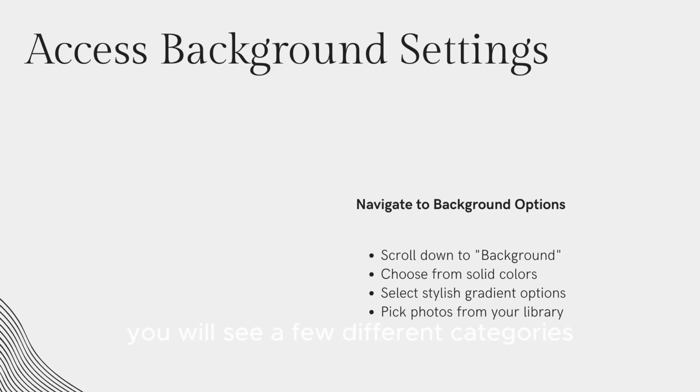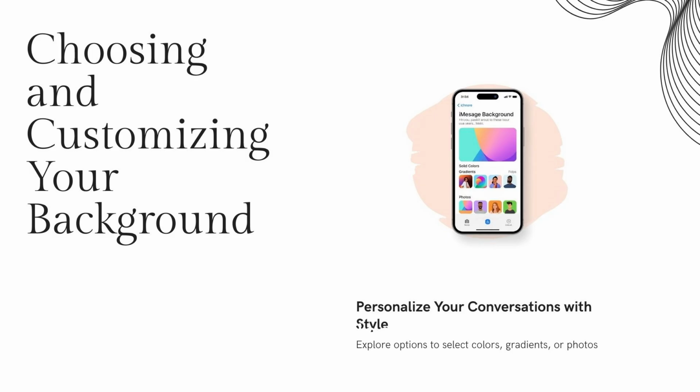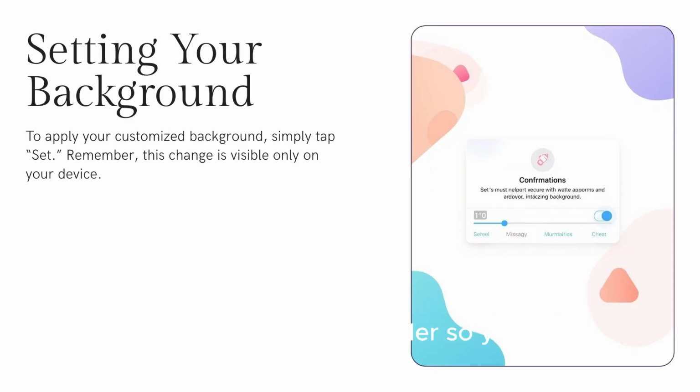Here you will see a few different categories. You can choose a solid color for a very clean look or select one of the provided gradient options. For more fun, tap Photos to use an image from your own library as the backdrop. You can adjust the photo's position and opacity using the slider so your texts remain readable.